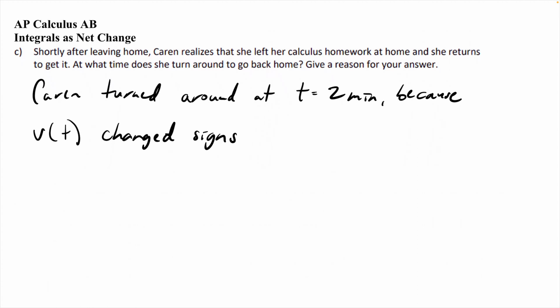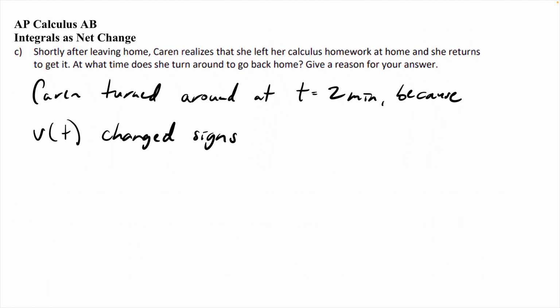Because if she had hit 0, that just means she stopped. Well, she could stop for a red light. She could stop because there's cars crossing. She could stop because she saw a friend. She could stop for any reason. How do we know that she stopped to go back? Because it changed signs, right? Because the graph changed signs.